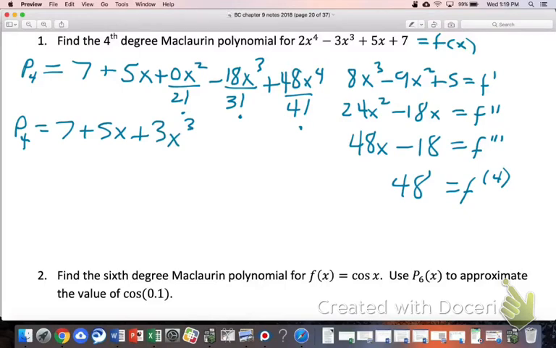Wouldn't that be minus? Or minus, sorry. Yep. Thank you. And then the last one is plus 48 over 4 factorial. What's 48 over 4 factorial? 2, right? Because it's 48 over 24. So plus 2x to the 4th.